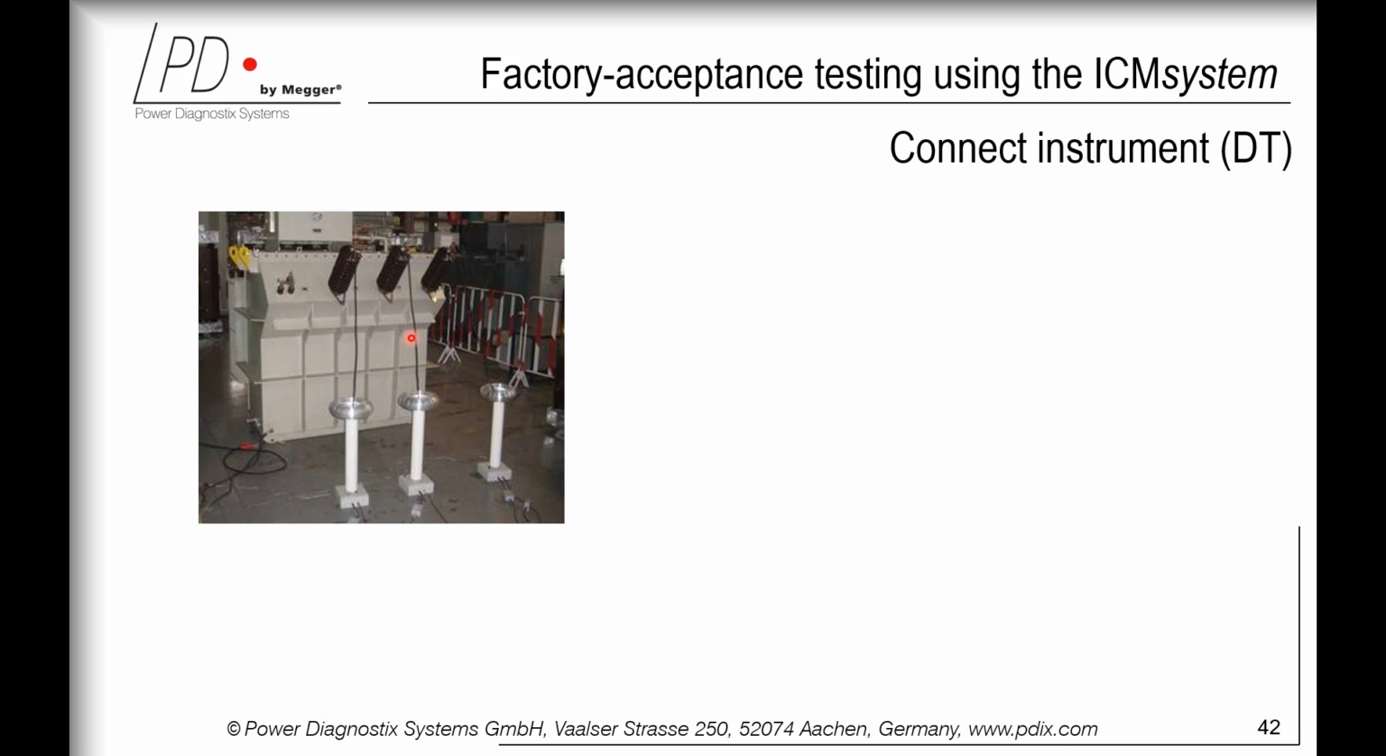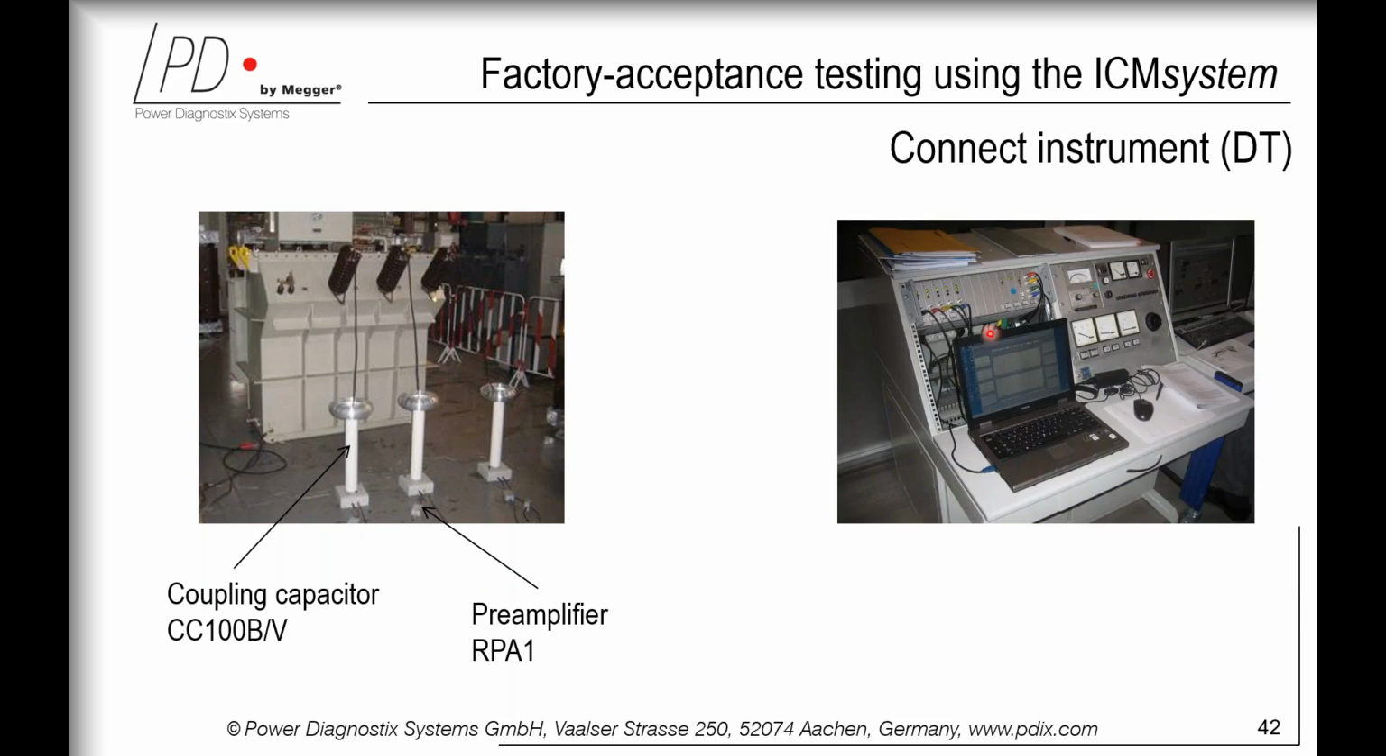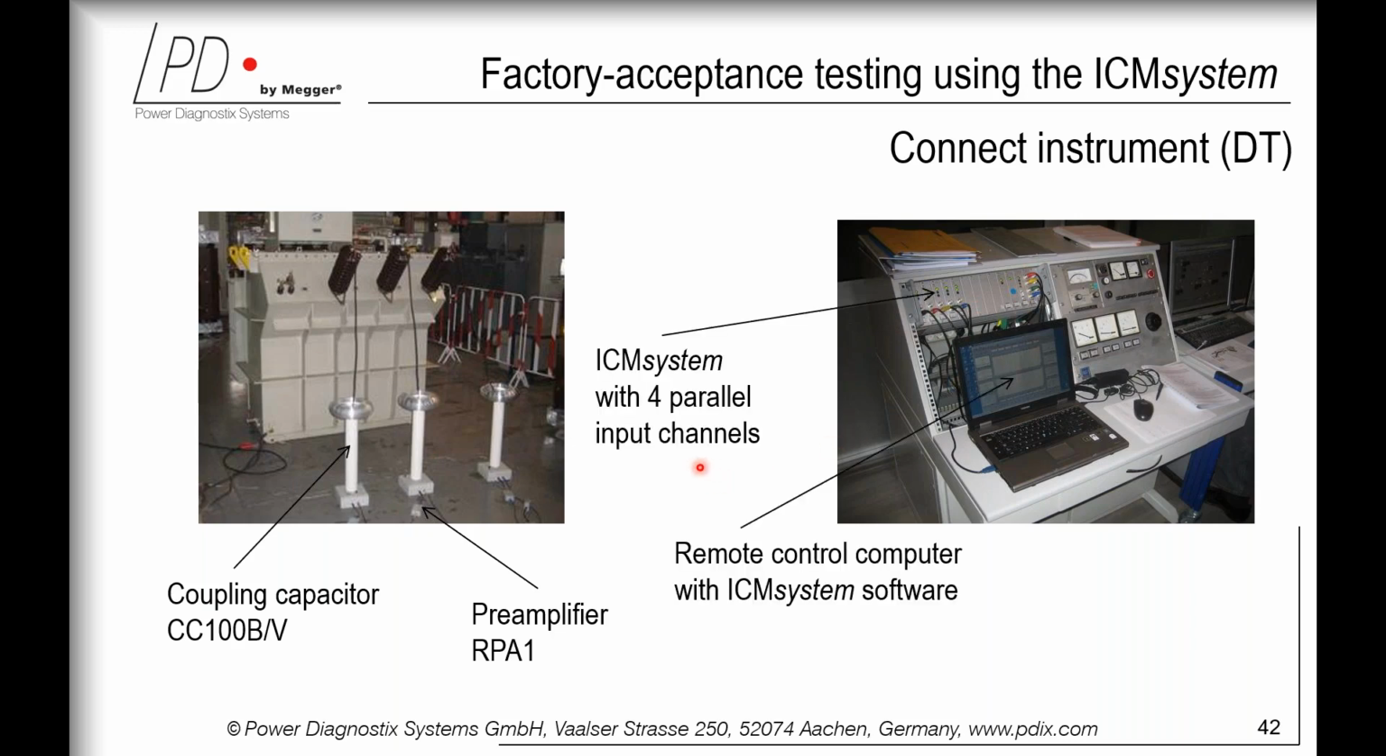For distribution transformers, the connection is similar, only the measuring impedance is usually replaced by a coupling capacitor, shown here, with measuring impedance built in. Again, you see here the preamplifier, and then you go to the instrument. Again, the preamplifier to the PD inputs, the voltage signals to the voltage inputs. And of course, the ICM system is fully computer controlled.